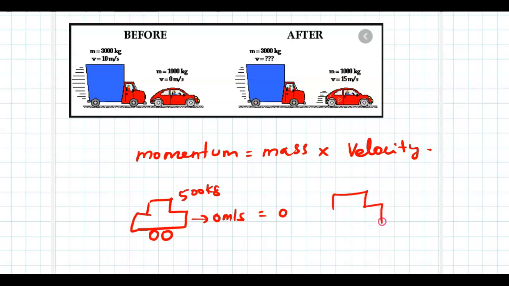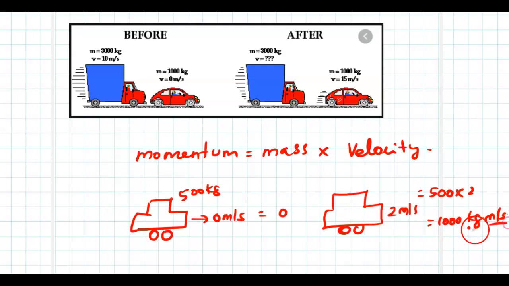The car started moving. It is moving at 2 meters per second. Now if you want to find the momentum, 500 multiplied by 2, 1000. The unit is kilogram meter per second because mass and here is velocity. So as the speed increases, the momentum increases. At the same time, not only the velocity, you can increase the mass.